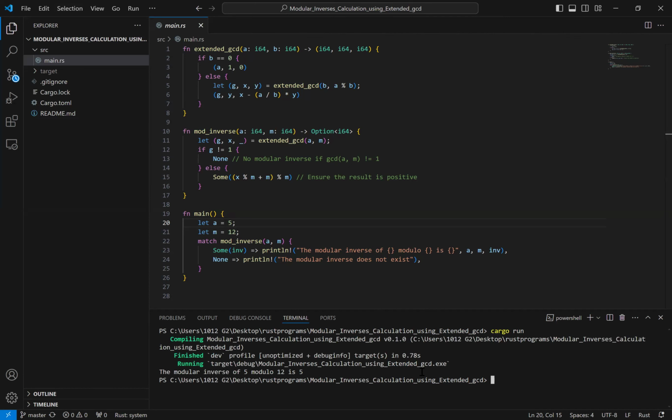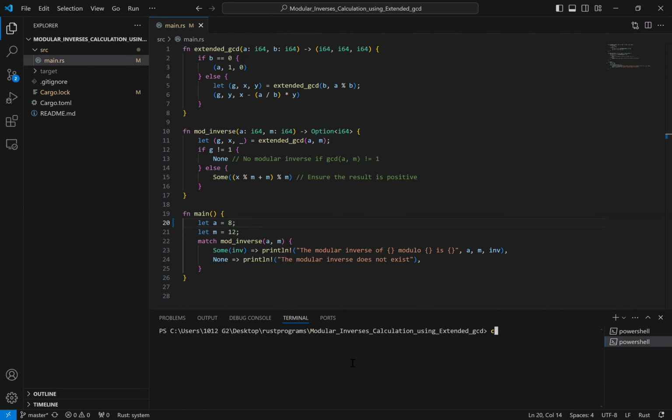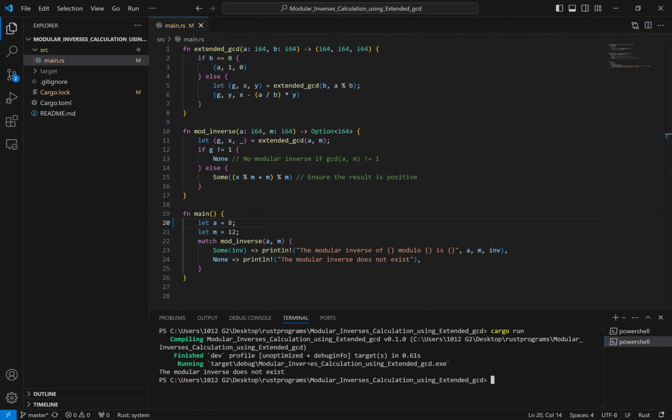When you run this, it tells you the inverse of 5 would then be 5. And let's try a number that is not relatively prime to 12, like 8. 8 is not relatively prime to 12. Let's see whether it can give us the inverse of that. It says the inverse does not exist because those two numbers are not relatively prime.